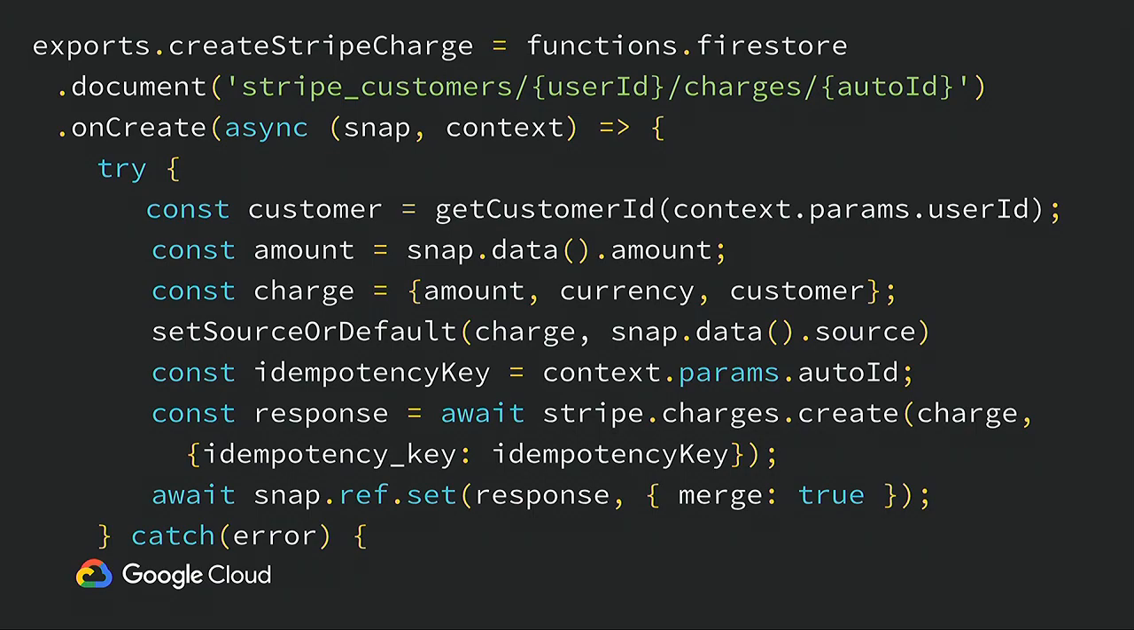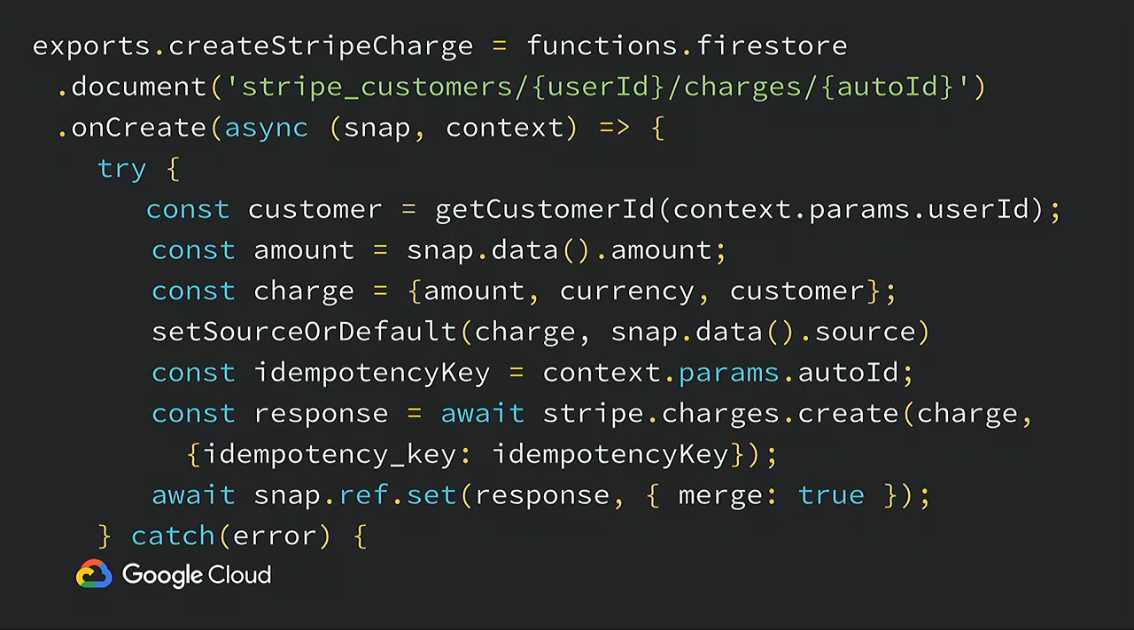So after that, we need to get our idempotency key. So what are we going to use for that here? Well, it needs to be unique, and it needs to not change even if we run this more than once. So a good example here would be the auto ID of our document. Even if this function runs more than once, the auto ID won't change. So it makes a really good idempotency key, and so we'll just grab that from the context.params.